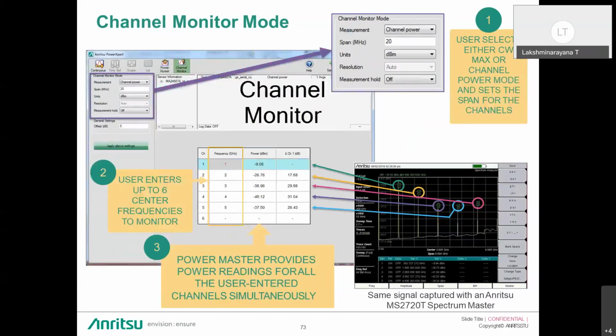There is also channel power, where he has to enter the span of the particular channels. Like that, he can enter up to 6 center frequencies to monitor, and Power Master will provide the readings of all 6 center frequencies with a span of 20 megahertz.